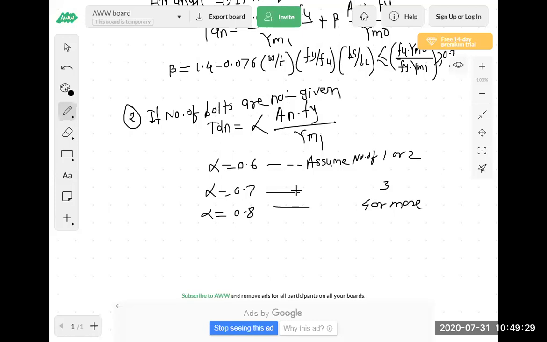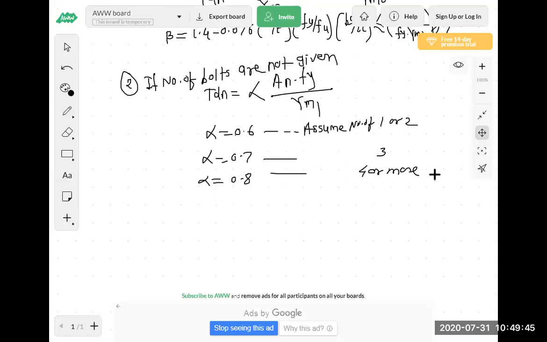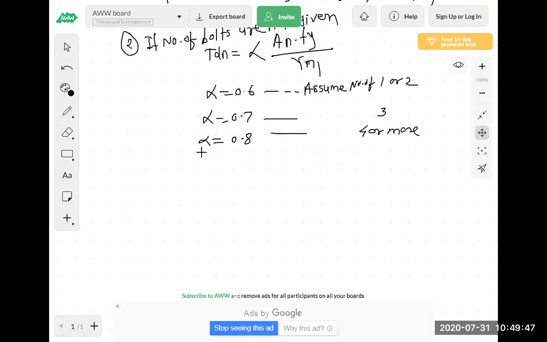So this is the value of alphas given in IS code. So are you getting, Mahesh? Alpha's values are given on the page number 33. These values are given. Okay, so step number 4 is over. Now step number 5.